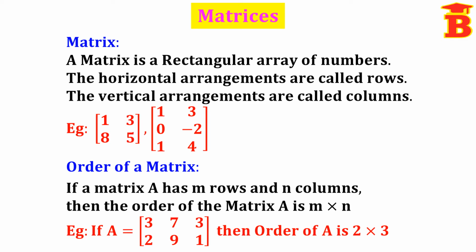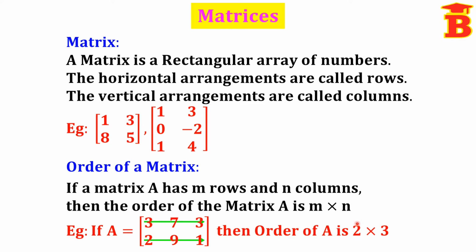For example, if A matrix is equal to 3, 7, 3, 2, 9, 1. So it's a rectangular arrangement within bracket. This is a matrix. Here the order of this matrix is 2 cross 3. Here there are two rows. This is first row, this is second row. So there are two rows.